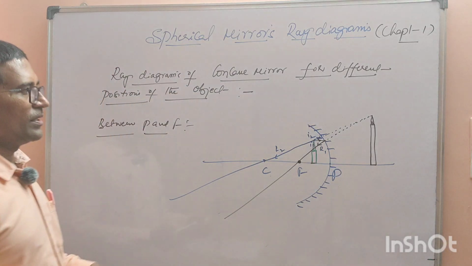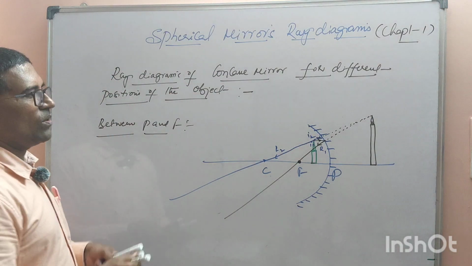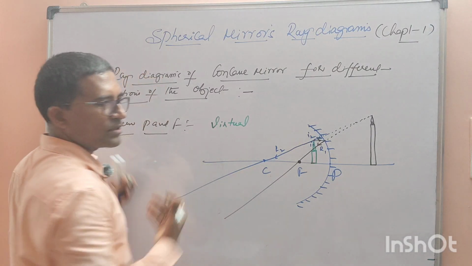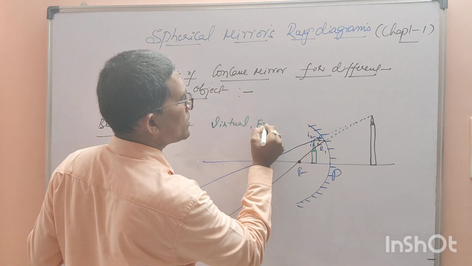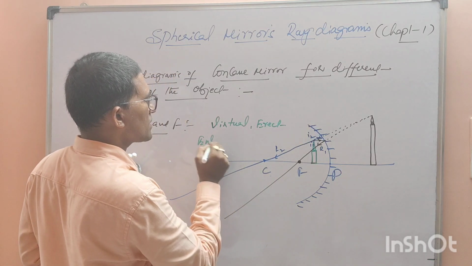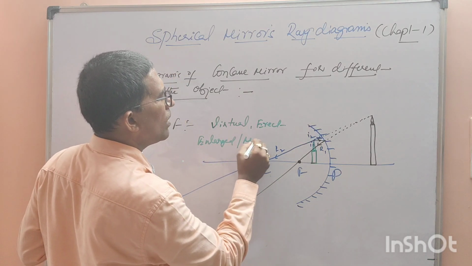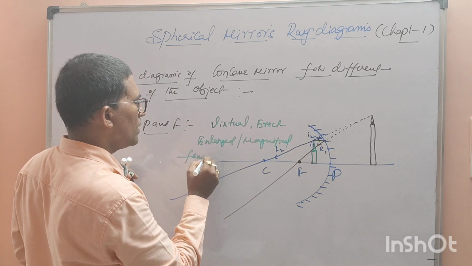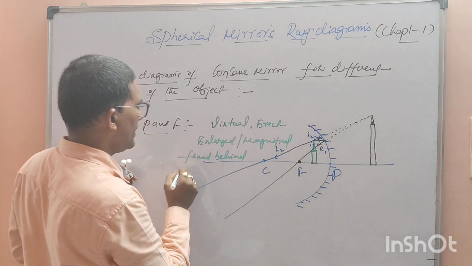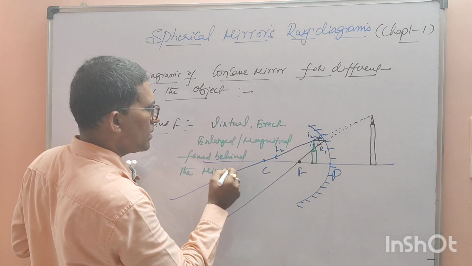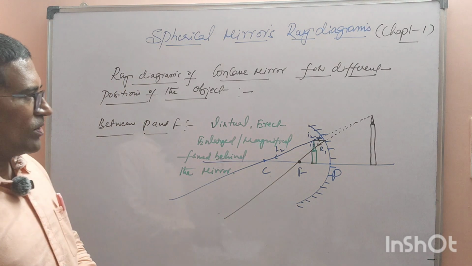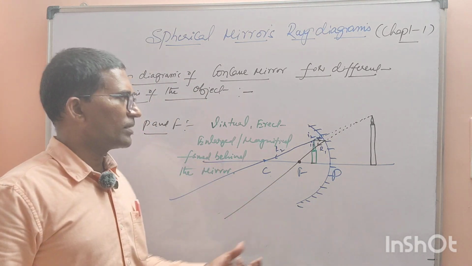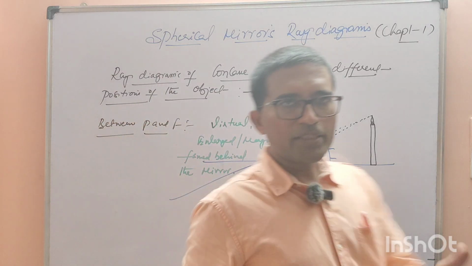There in the mirror, and the orientation of the image is what? It is virtual, because it is in the mirror. Now it cannot be caught on the screen. It is in the mirror, virtual, and the image is erect, and the image is enlarged or magnified, formed behind the mirror. Is it clear? Virtual is in the mirror only, but to make it clear, I'm going to write even behind the mirror. So these are the ray diagrams related to the concave mirror.